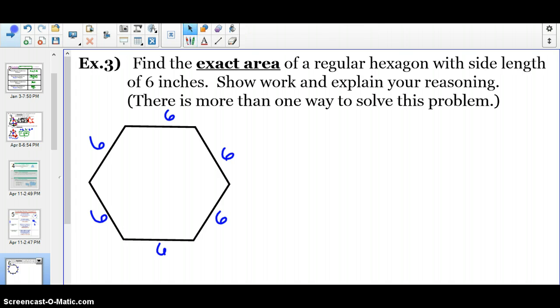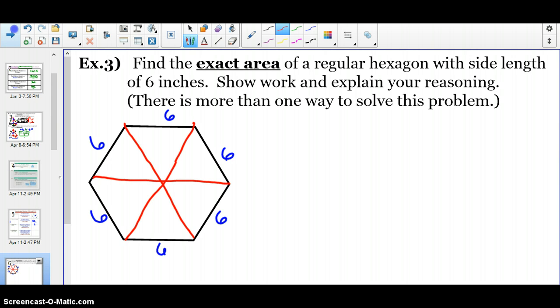One thing you can think about is cutting this hexagon in 2. And it creates 2 isosceles trapezoids. And if you remember the formula for area of a trapezoid, you could use that. But I don't think a lot of us remember that. So actually, I'm going to cut this up into triangles because we all remember the formula for the area of a triangle. So I have 6 of these triangles here, and they're all the same.